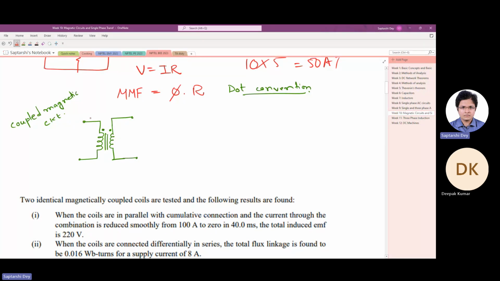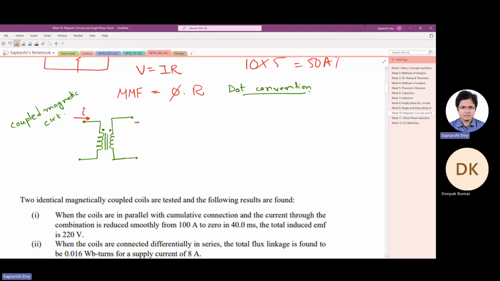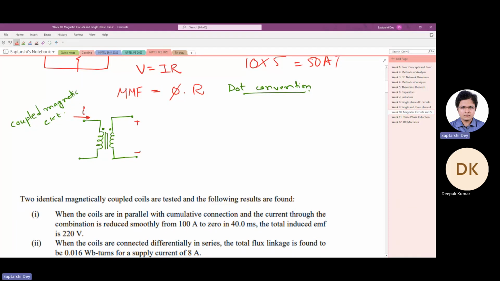The definition that I go through is that if there is a current I entering the dot terminal, and if this current is increasing, then it will give rise to a positive polarity on the dot terminal of the other coil. So if this I entering the dot terminal is increasing, that will give rise to a positive voltage or a higher potential on the dotted side of the other coil.